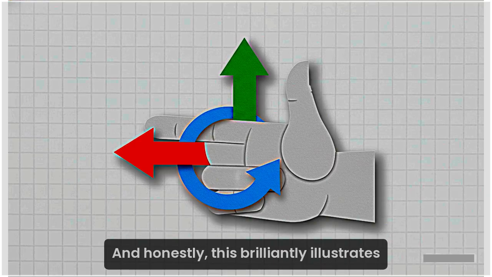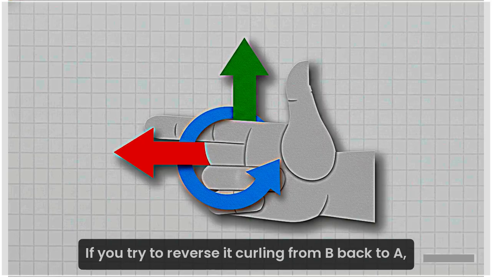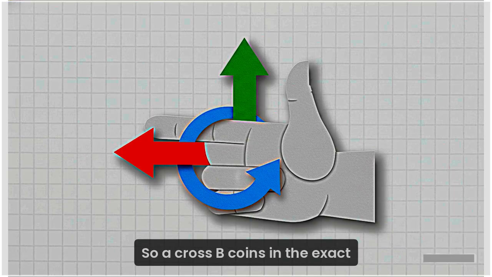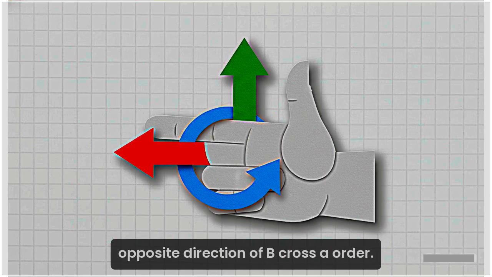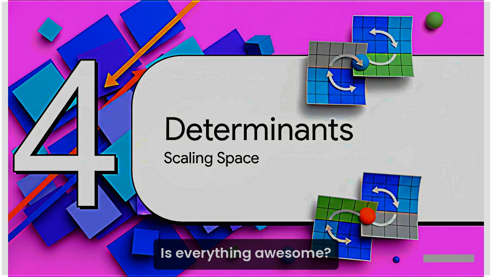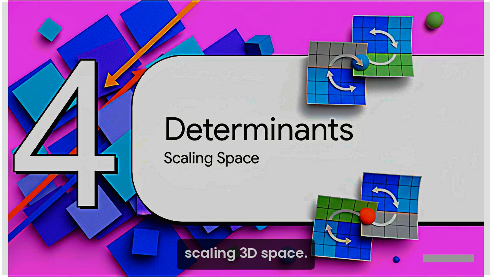And honestly, this brilliantly illustrates why order is absolutely crucial. If you try to reverse it, curling from B back to A, you physically have to flip your whole hand upside down. So A cross B points in the exact opposite direction of B cross A. Order is everything. Awesome. Let's transition to section 4, determinants and scaling 3D space.